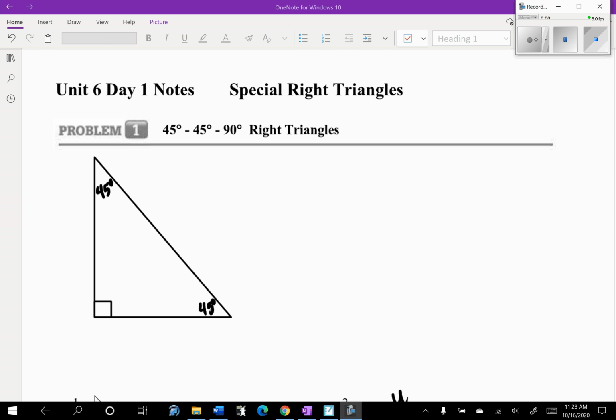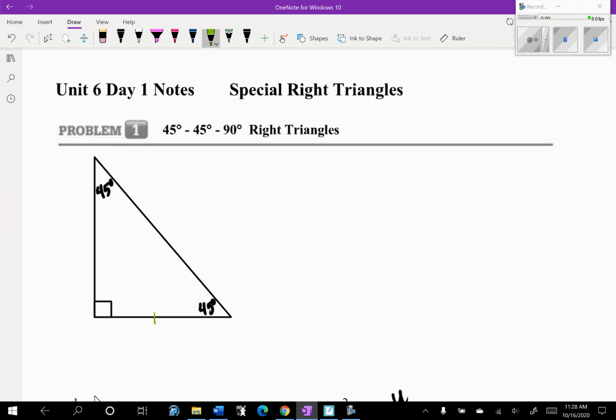All right, today we're going to review special right triangles. So first we're going to look at 45, 45, 90-degree triangles. And for this triangle here, remember that in 45, 45, 90, the two legs, this is called a leg, and this is called a leg, are equal in length. And across from the right angle, remember that's called the hypotenuse.